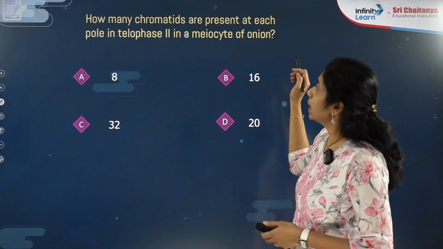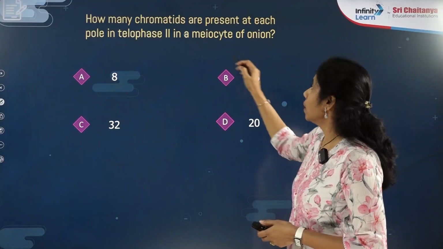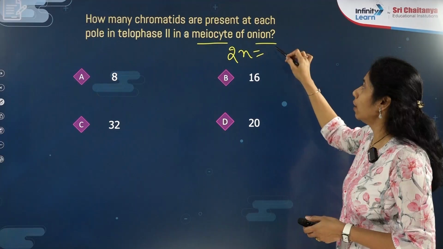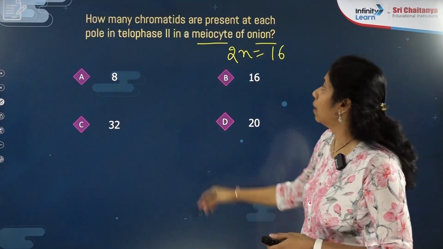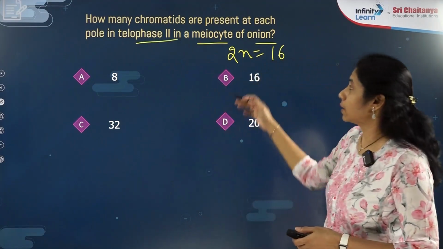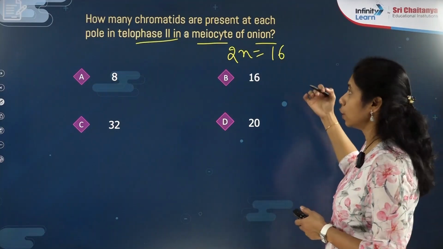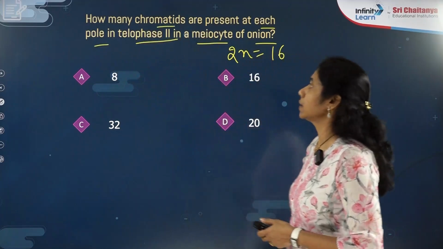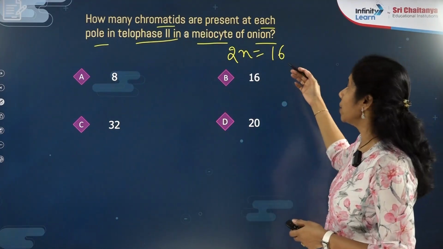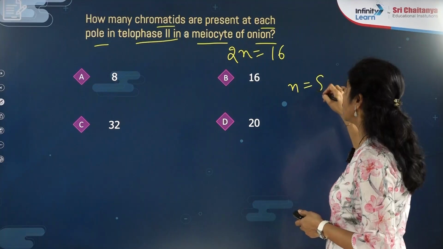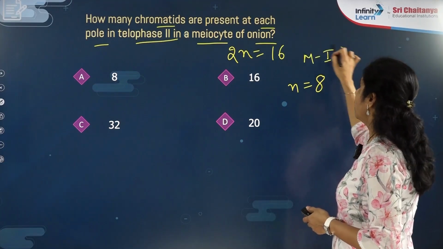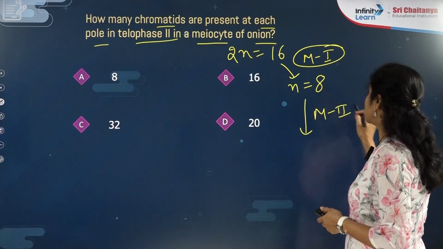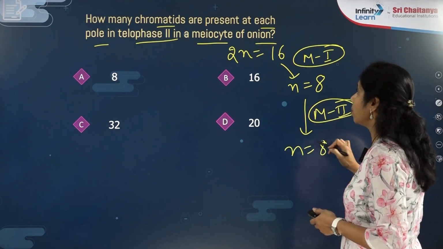How many chromatids are present at each pole in telophase 2 in a myocyte of onion? Myocyte means a diploid cell of onion. It will be having 16 chromosomes basically. And in telophase 2, they are asking at the end of meiosis 2, how many will be there at each pole? How many chromatids are present? You know that by the end of meiosis I, it will become n equal to 8. By the end of meiosis II, also n equal to 8 will be there.